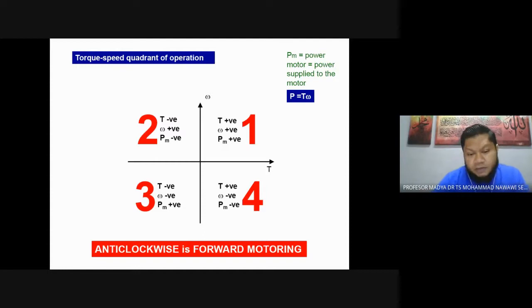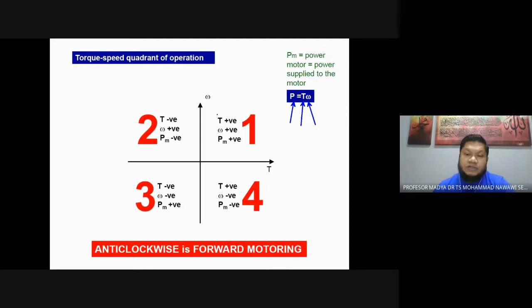And then we discuss the torque speed quadrant operations. This is very important, whereby we need to look at it to understand the operating principle of a motor. So we know that P equals omega torque. The electric power equals the electric torque multiplied by the speed of the motor.